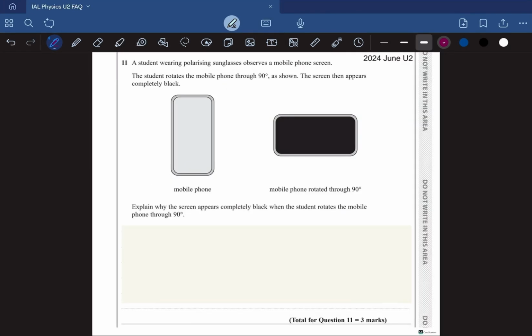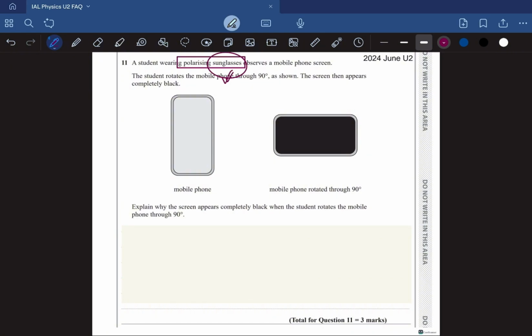Otherwise, a student wearing polarizing sunglasses observes a mobile phone screen. When you wear polarizing sunglasses, one thing that we have to understand, and we may know about polarizing sunglasses because you are appearing for the exam, is that polarizing sunglasses only let the light pass through according to the plane of polarization of the polarizing sunglass. So now we will have to guess the plane of polarization of the polarizing sunglass.